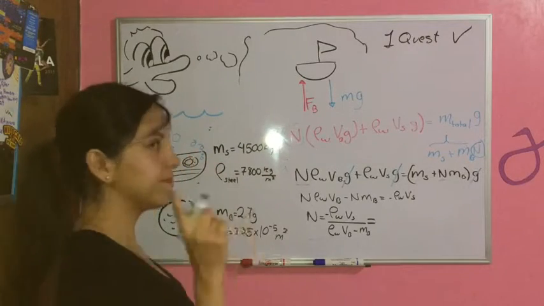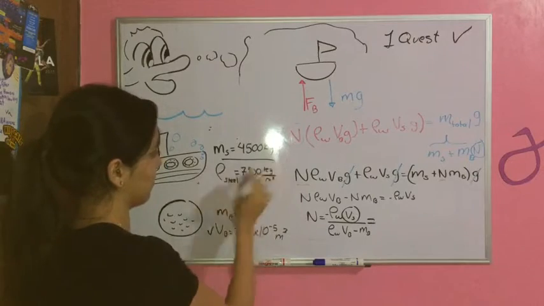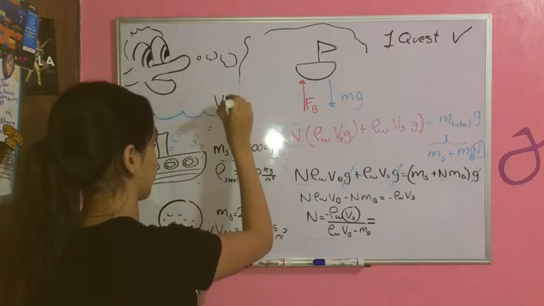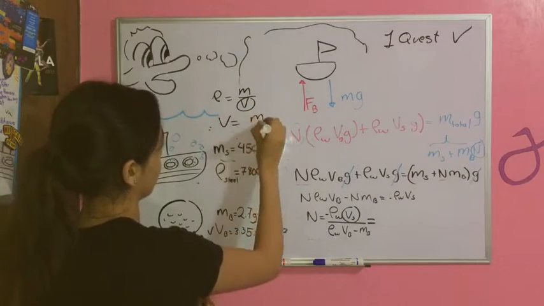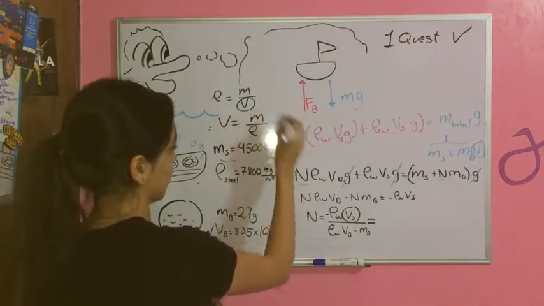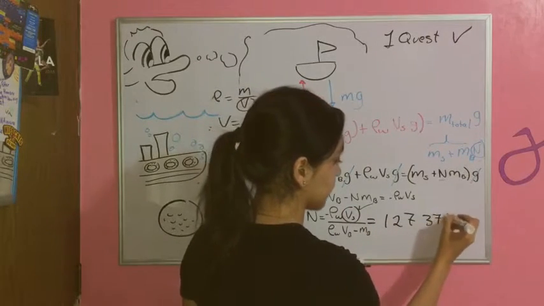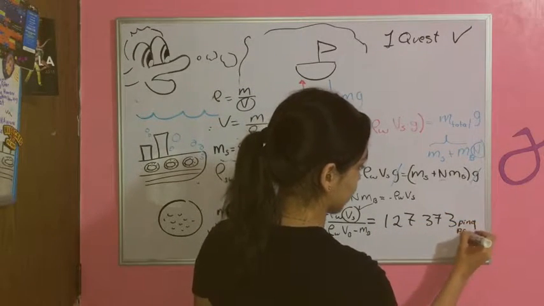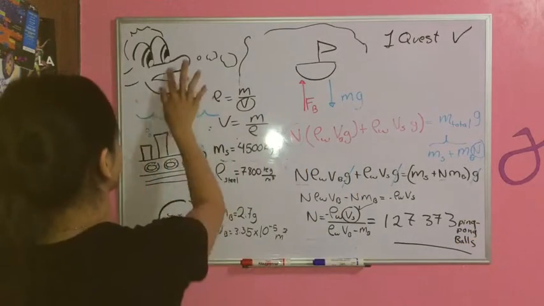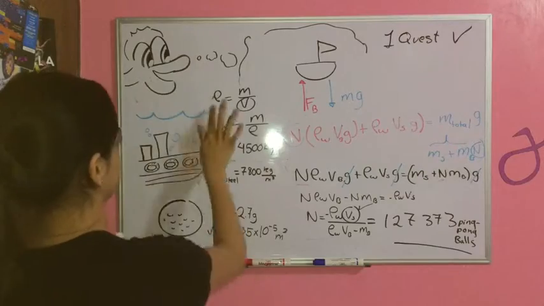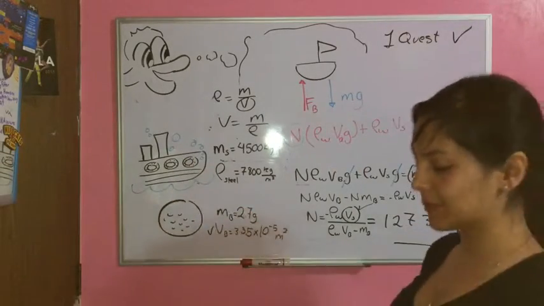Ta-da! Only one thing is missing, the volume of the ship, but since they are giving us the density and the mass of the ship, we only have to isolate that from our formula of density. And you'll get the volume. And we'll get a total of 127,373 ping pong balls, making Donald happy because he can manage to unsink the ship.